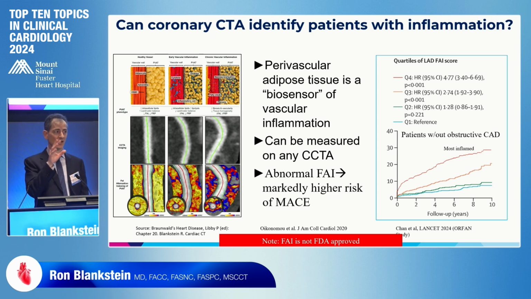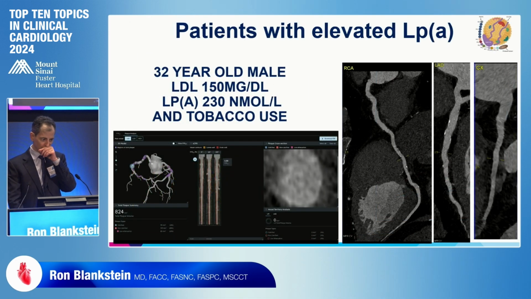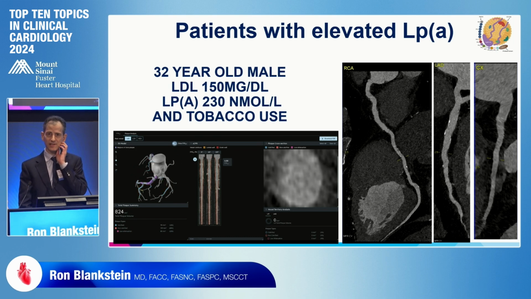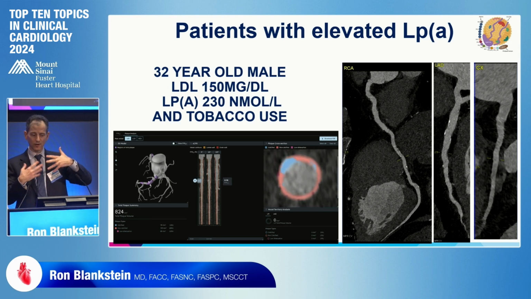So if we have patients with plaque, perhaps those that have inflammation are the ones who are at higher risk, and we need to treat them more aggressively. I will just end with a quick discussion on lipoprotein A, because I think it's a really nice example that shows us where this field is going to go, is plaque imaging with CT. How is this going to be involved in therapeutics?